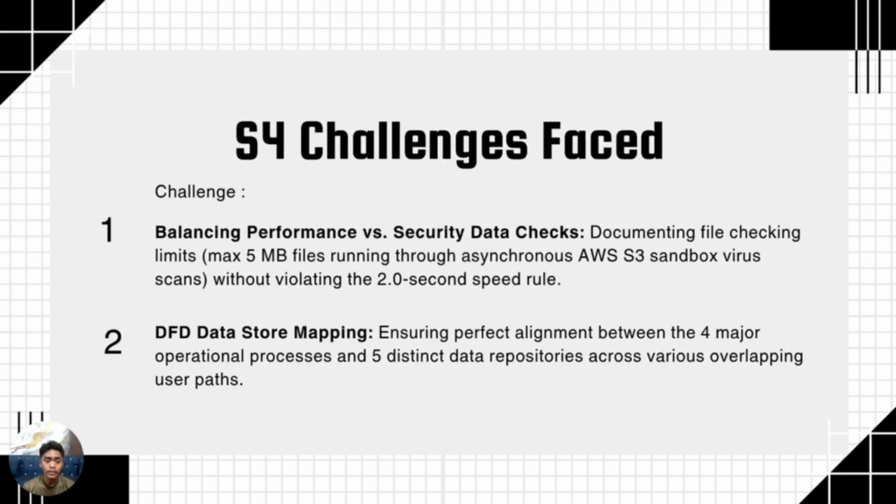Challenges that we face: balancing performance versus security data checks, documenting file checking limits like max 5 megabyte files running through an asynchronous AWS S3 sandbox without violating the 2-second speed rule. Second is DFD data store mapping, ensuring perfect alignment between 4 major operational processes and 5 distinct data repositories across various overlapping user paths.